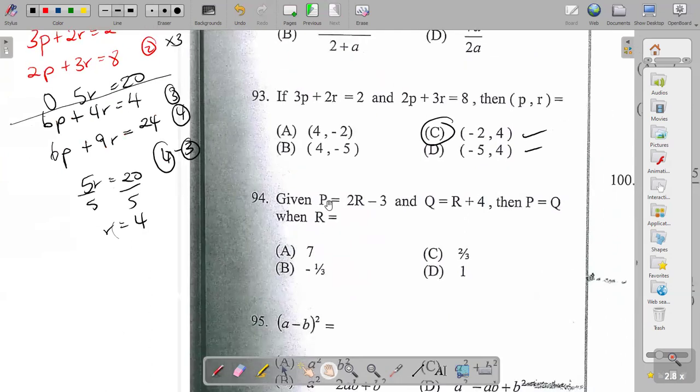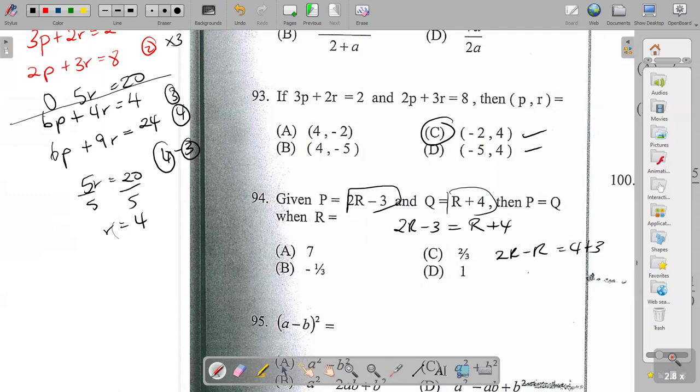All right? P is equal to 2r minus 3, q is equal to r plus 4. Then p is equal to q when r. So we just put these equal to each other. Because it said P is equal to Q, and this is P with the R's, this is Q with the R's. So 2R minus 3 is equal to R plus 4. So we just move all the R's to one side. So that's 2R minus R is equal to 4 plus 3. So that's 1R, or R is equal to 7. So the answer is A.